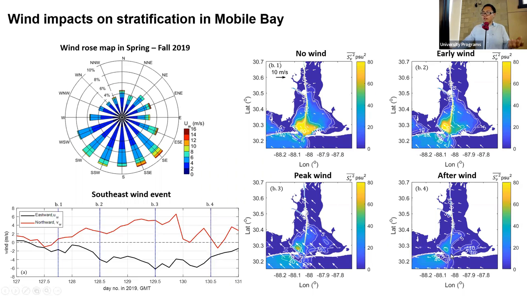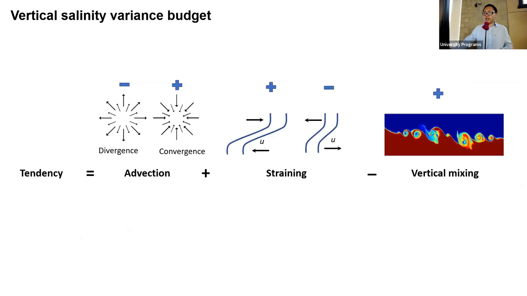To answer this, to explain this response, we further examine the terms in the salinity variance equation. Typically there are four terms. The left term, the tendency, is the local change by increase or decrease of stratification. And the term on the right-hand side, the advection, is the transport of the stratified water column, just transporting the water.